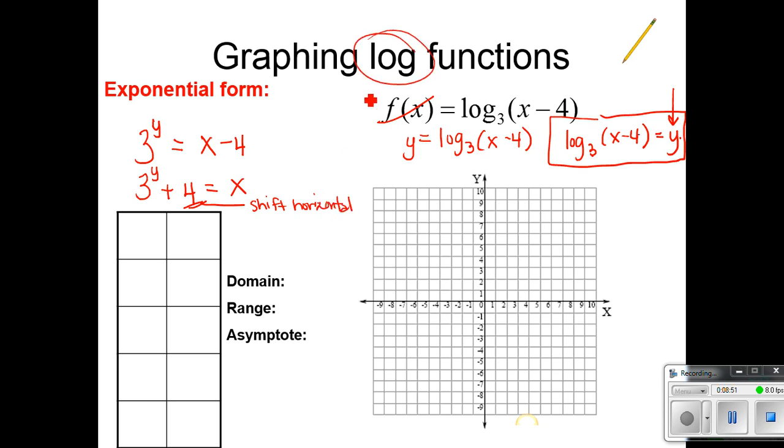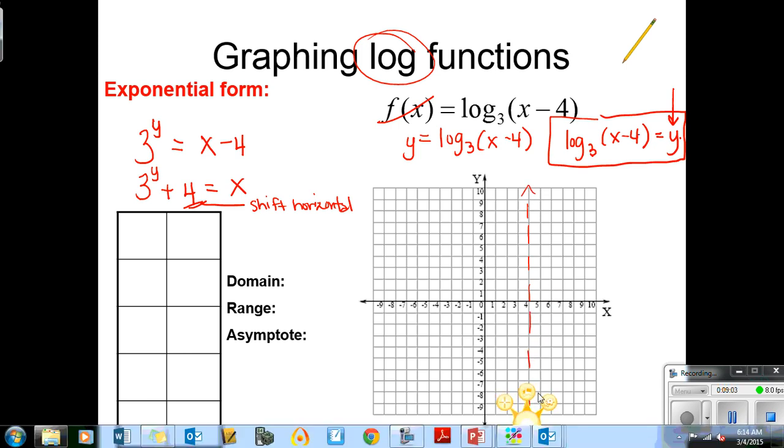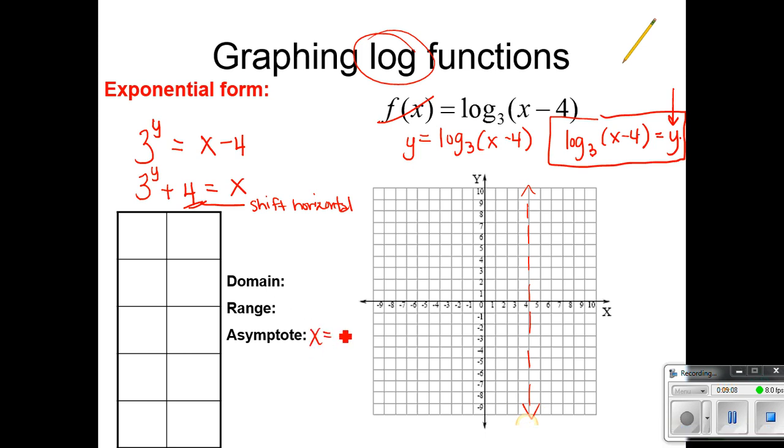And that's important with logs because that tells you the asymptote. So 1, 2, 3, 4, my asymptote is going to be x equals 4. My range is going to be y such that y equals all reals. And now my domain is going to be based on my asymptote and whether I graph on the right-hand side of it or the left-hand side. So let's take a look.